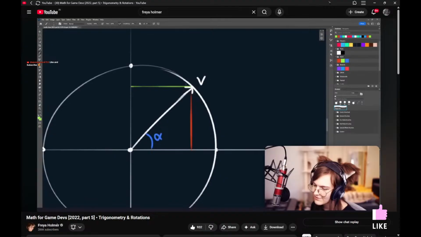If you want to find the x-coordinate of this vector, it will be base by hypotenuse, base square by hypotenuse square equal to, the x-coordinate will be like hypotenuse, hypotenuse square, alpha, right?